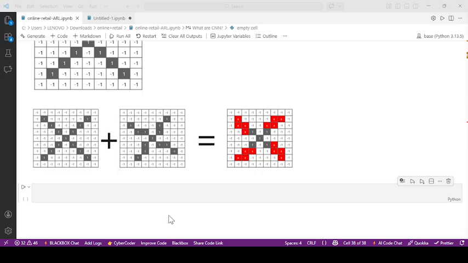We would get a lot of missing pixels. So how do we fix this, right?